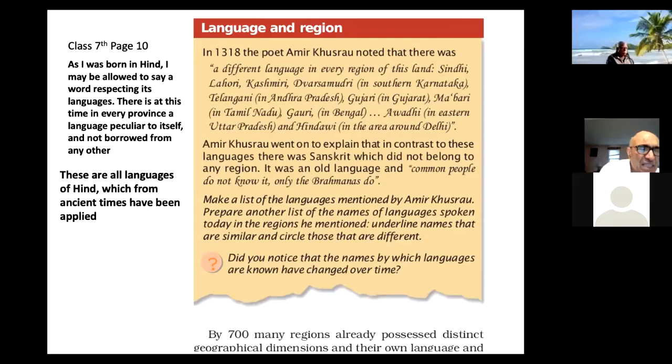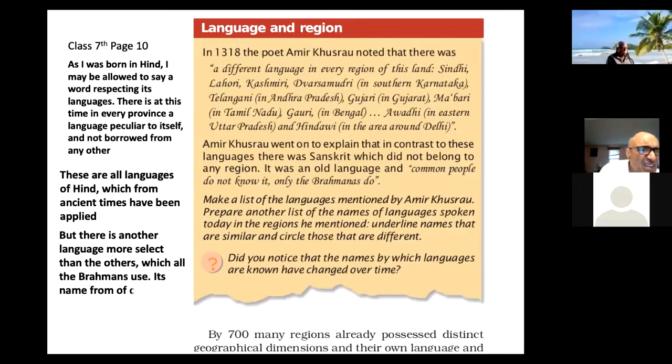What they have said is, Amir Khusro went on to explain that in contrast to these languages, there was Sanskrit which did not belong to any region. Because they are trying to create that narrative that Aryans invaded and they brought Sanskrit. Now, what is Amir Khusro saying? But there is another language more select than others, which all the Brahmins use. Its name from of old is Sanskrit. By a twist of a few words, they've just inverted the entire meaning of the statement.